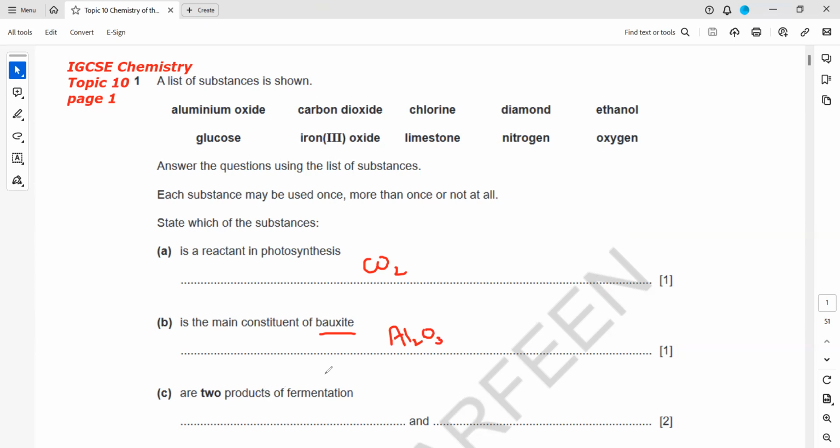What are the two products of fermentation? Fermentation gives these two products. What is the second product of fermentation? Yes, that's right. Ethanol and carbon dioxide. Because fermentation of glucose will give ethanol, and the second product is carbon dioxide.